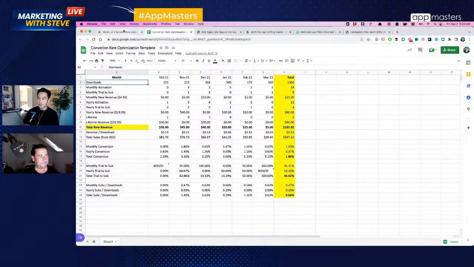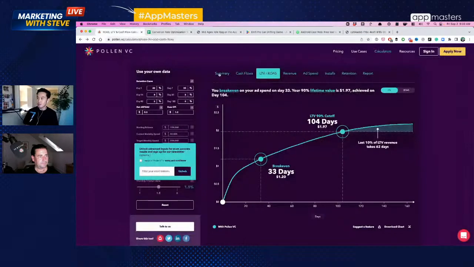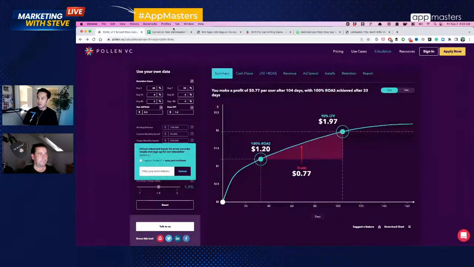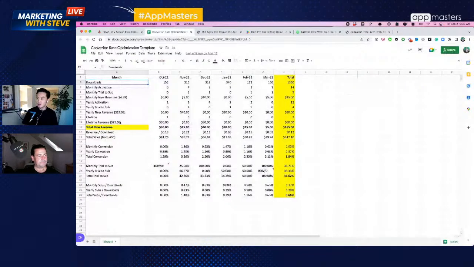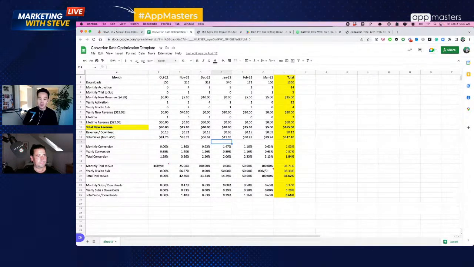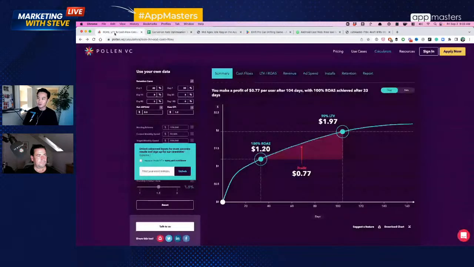It doesn't have all the fancy stuff that Martin has up here, but it's just for you to understand the downloads, revenue per download, and how much you can invest if you're trying to get a 2 ROAS or 3 ROAS, or just break even. So it gives you a break-even number. This is the easy thing for me.